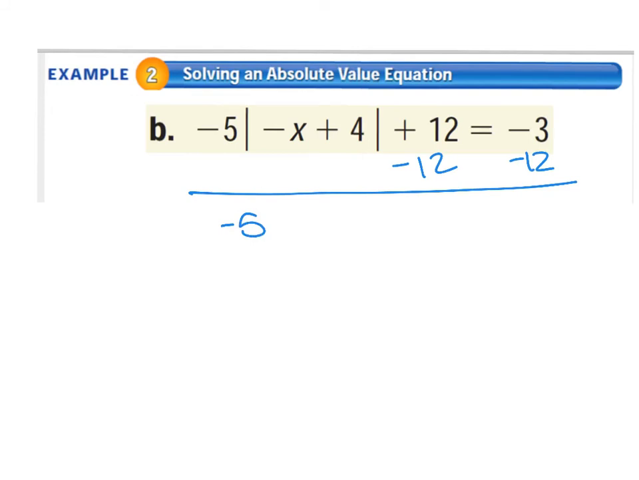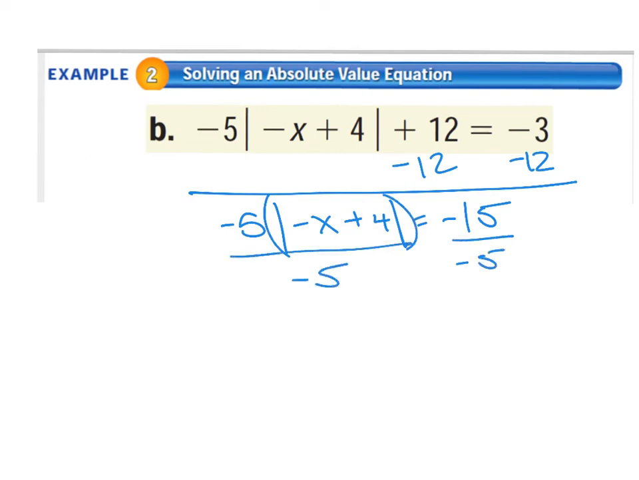So I get -5 times the absolute value of -x plus 4 equals, this would be a -15. We're multiplying. This is technically saying we're multiplying. So we're going to divide by a -5, divide by a -5. So now I have my absolute value by itself. -15 divided by a -5. A negative divided by a negative is a positive. 15 divided by 5 is a 3.